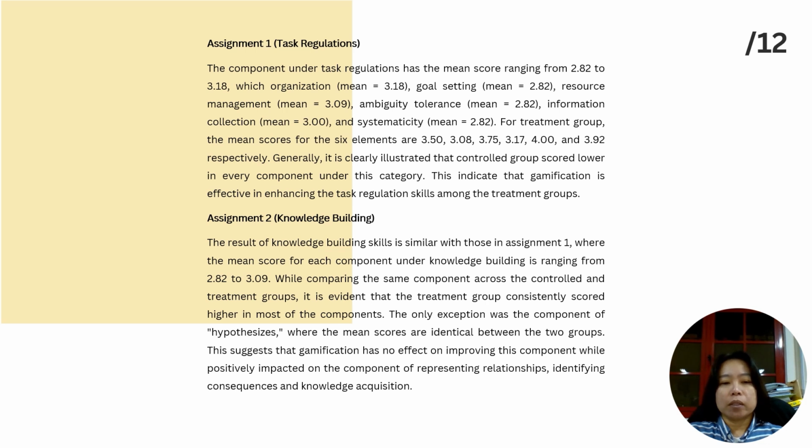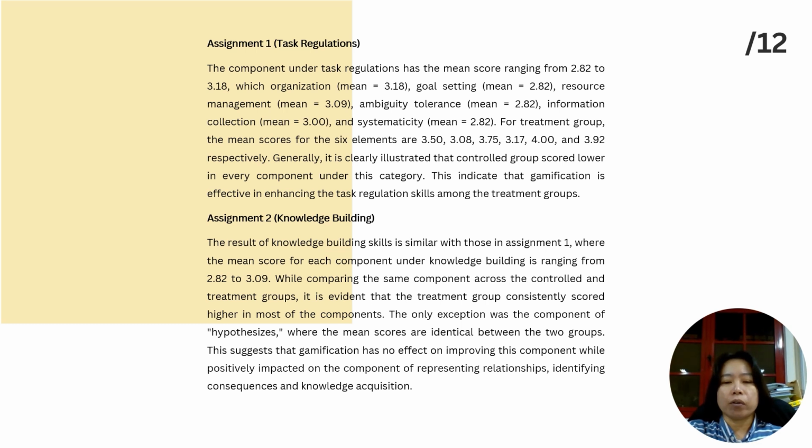For the treatment group, the mean scores for the 6 elements are 3.50, 3.08, 3.75, 3.17, 4.0, and lastly 3.92, respectively. Generally, it is clearly illustrated that the control group scored lower in every component under the category. This indicates that gamification is effective in enhancing the task regulation skill among the treatment group.